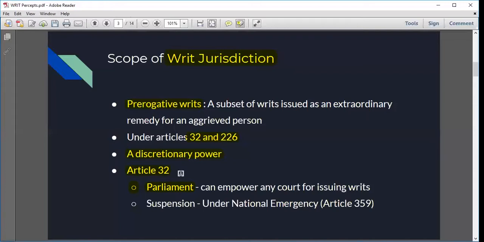So let's say any other court cannot have more powers than the Supreme Court. In other words, Parliament can provide more power to issue writs to any other court, but it cannot take away the power provided to the Supreme Court under Article 32 to issue writs.